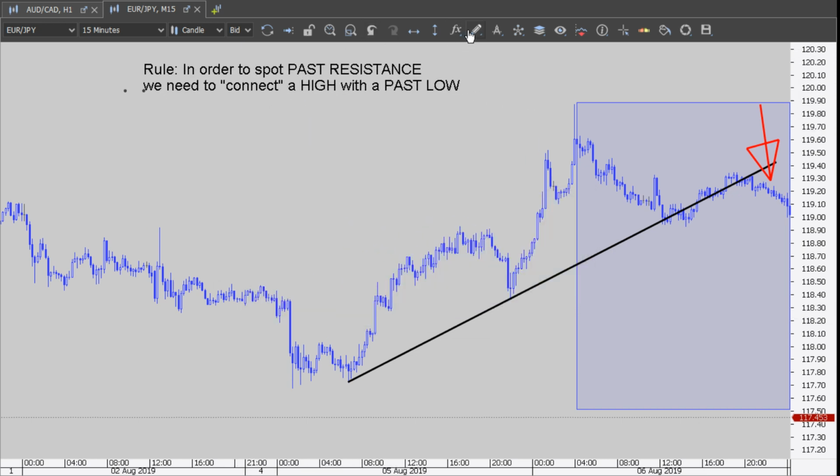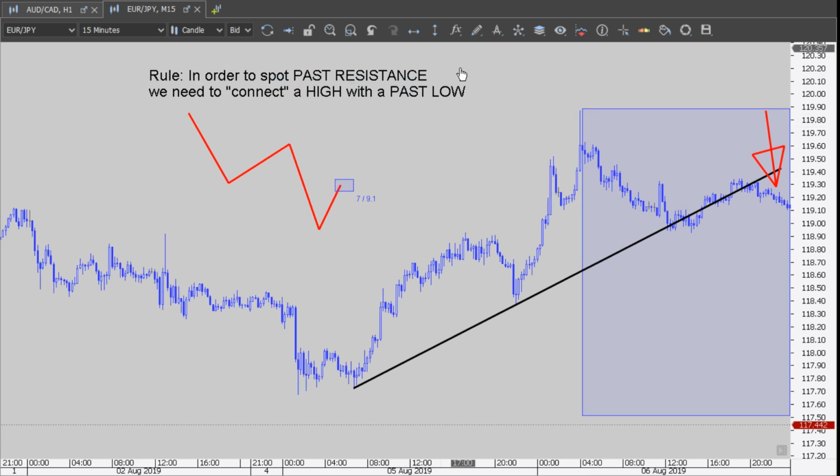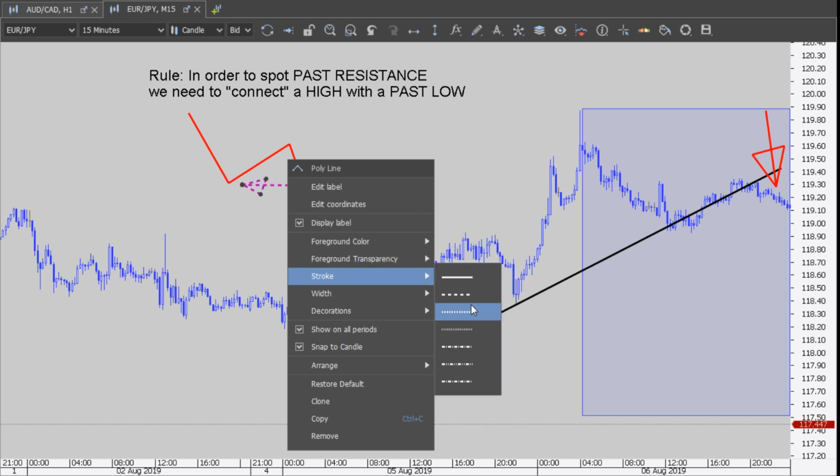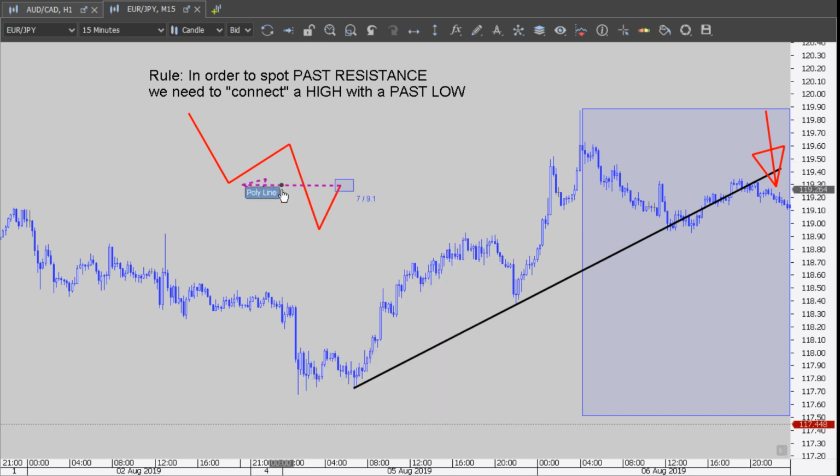In order to spot past resistance, we are in a downtrend, we want to connect, right? We want to connect a high, the actual high, which is the quadrant, with the past low. Okay, and this low most likely is going to be a relevant low. Okay, so this is what we are trying to find.